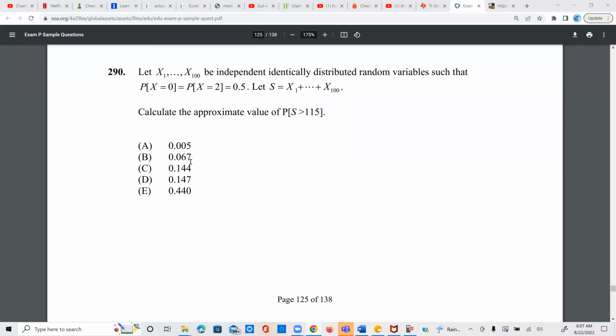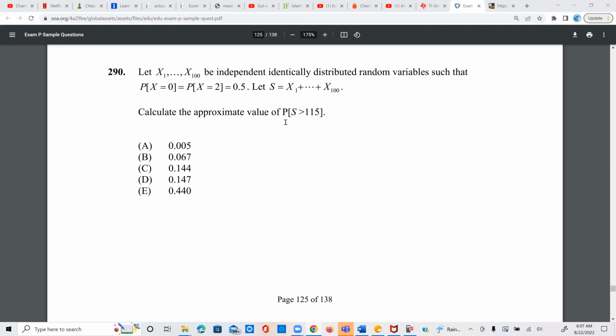Let x1 through x100 be independent, identically distributed random variables such that probability x equals 0 equals probability x equals 2 equals 0.5. Let S be equal to the sum of these variables. Calculate the approximate value of probability S greater than 115.